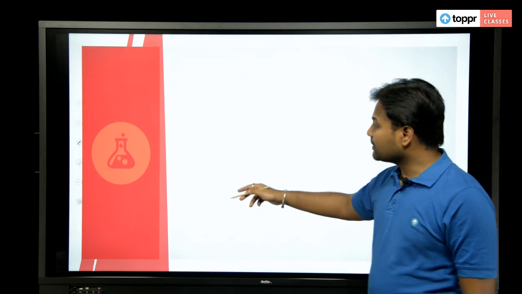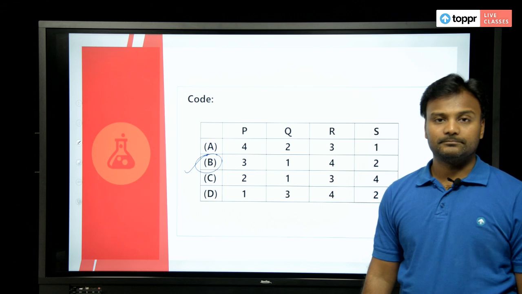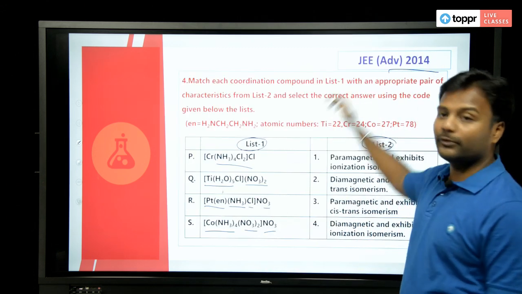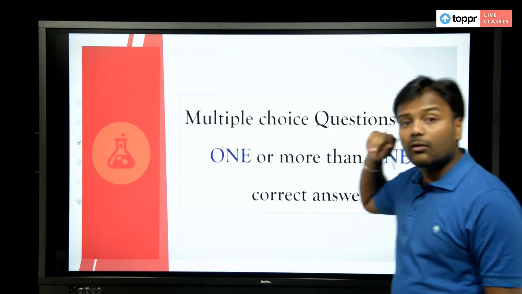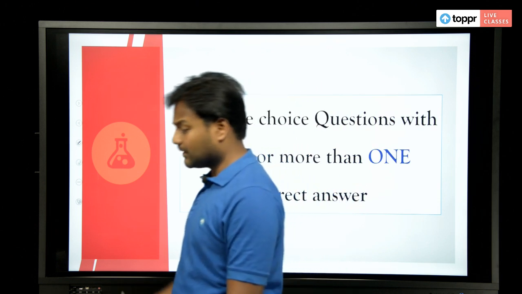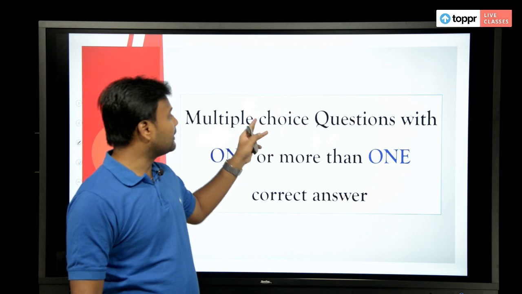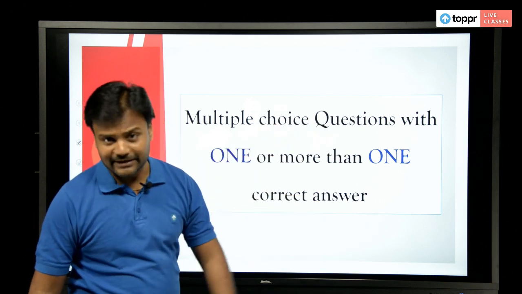So the options, if you look at it, the answer will be B. This is also a question from Advanced 2014. So far we have seen the questions with one correct answer. Now we are going to look at multiple choice questions with one or more than one correct answer.